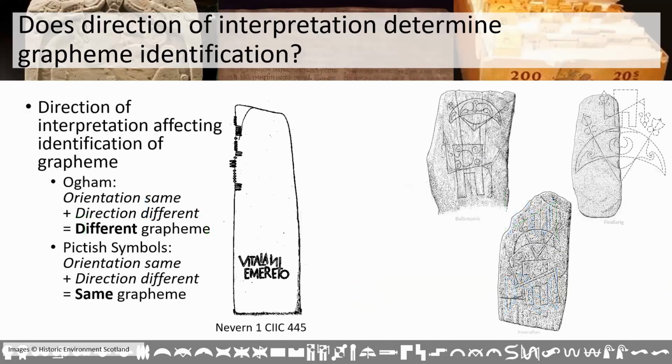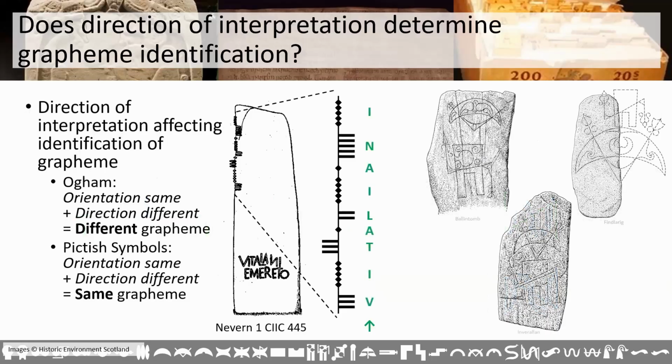This is really important in terms of the direction of interpretation, because if you interpret an Ulm inscription in one direction, and you interpret the same inscription in another direction, not only do you get the wrong order of graphemes, you also misidentify some of the graphemes because of the direction of interpretation. This contrasts with the Pictish symbol system.